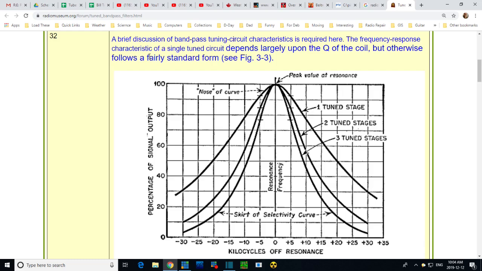Frequency response of a characteristic of a single tuned circuit depends largely on the Q of the coil. Q of the coil. And what they're really referring to is the resistance in the coil. So if you have a coil made of very, very thin wire with a high resistance, this curve might be lower, like this. In effect, it's flattening out. That's what it's doing. And you're losing the peak. The sharpness is disappearing. This is a very important factor.